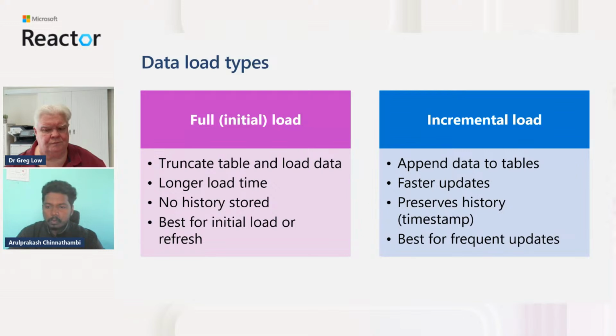So when it comes to full load, it is the process of populating the data warehouse for the first time, and all the tables are truncated and reloaded, and the old data is lost. It may take longer to complete due to the amount of data being handled. But when it comes to incremental load, we can append the data to the tables, and it is far faster to update the data. It preserves the history, so it is best for frequent updates. And the full load will be best for initial load or refresh. So both these method types have their own advantages and disadvantages, but still each serves a purpose based on the requirements of the data warehouse.